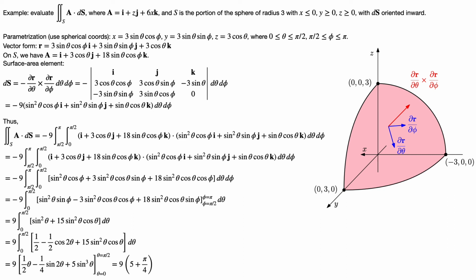By considering the directions of the vectors dr by d theta and dr by d phi, remembering that they point in the directions of increasing theta and phi, it can be seen that dr by d theta cross dr by d phi actually points out of S. So we will need to choose the minus sign in the expression for dS to make it point inwards. Again, I've shown all the steps on screen for you to work through yourself. The final answer is 9 upon 5 plus pi over 4.